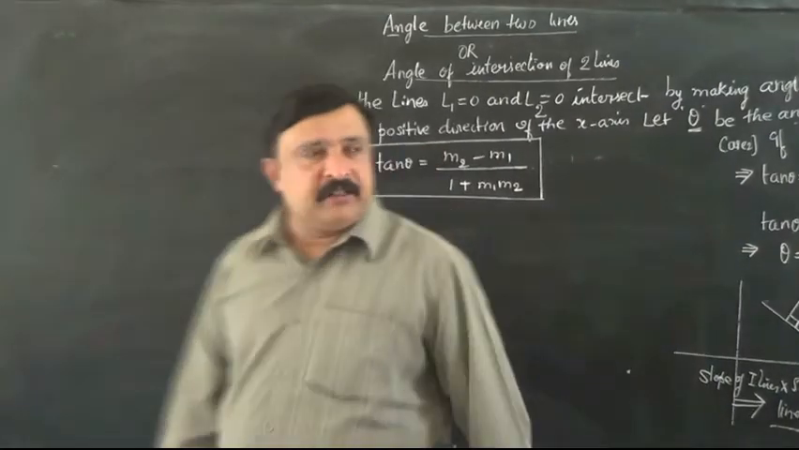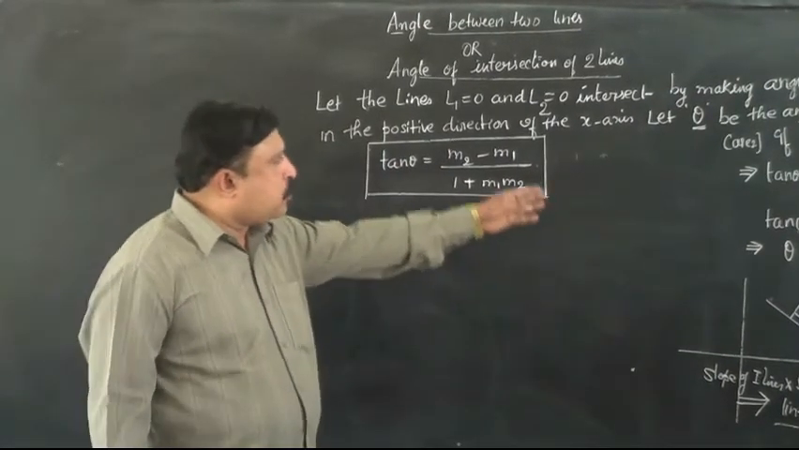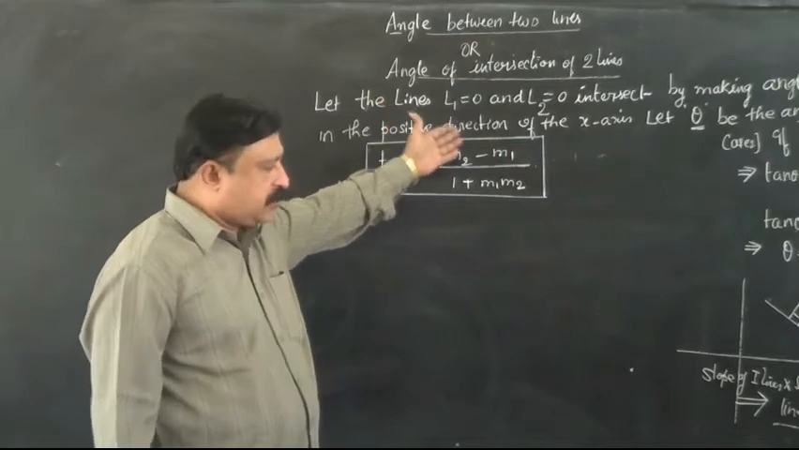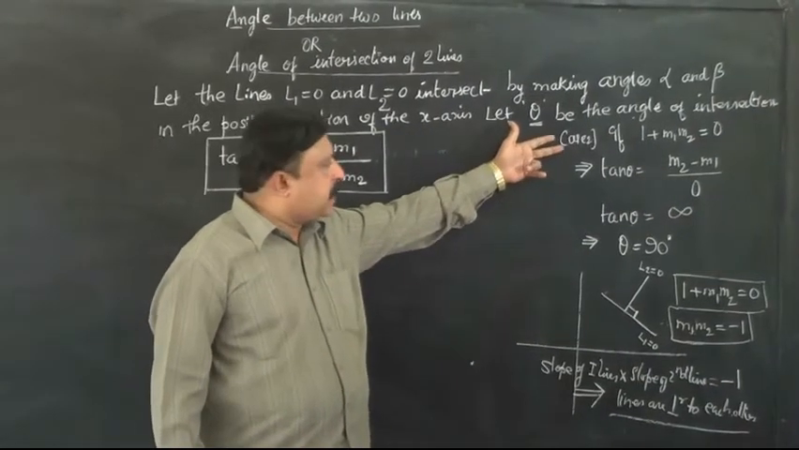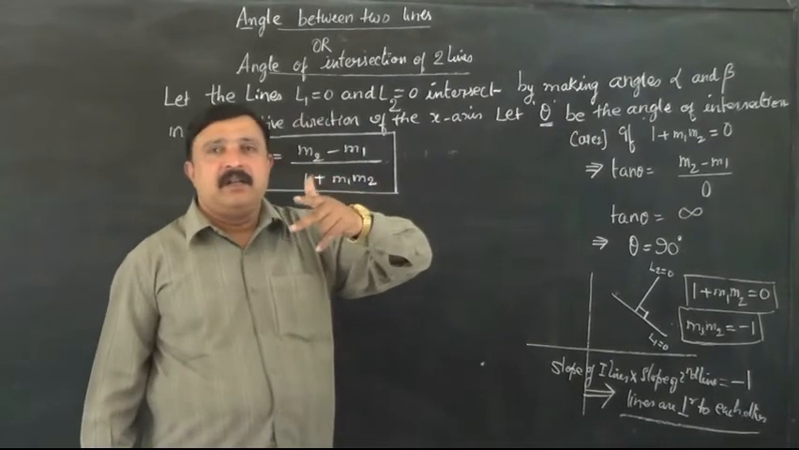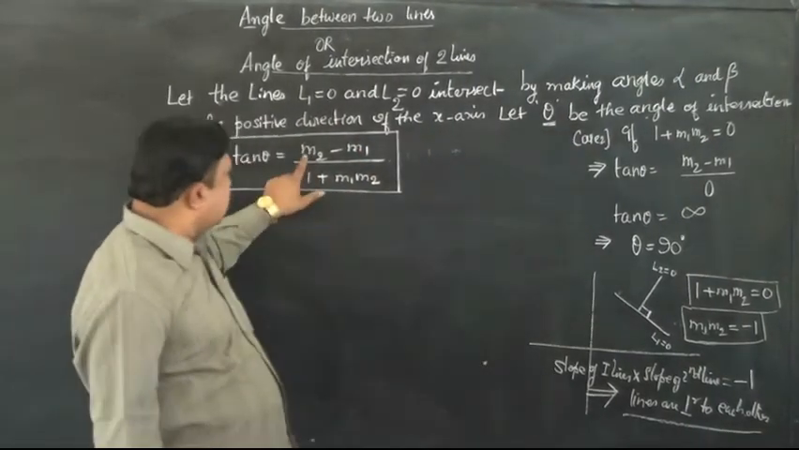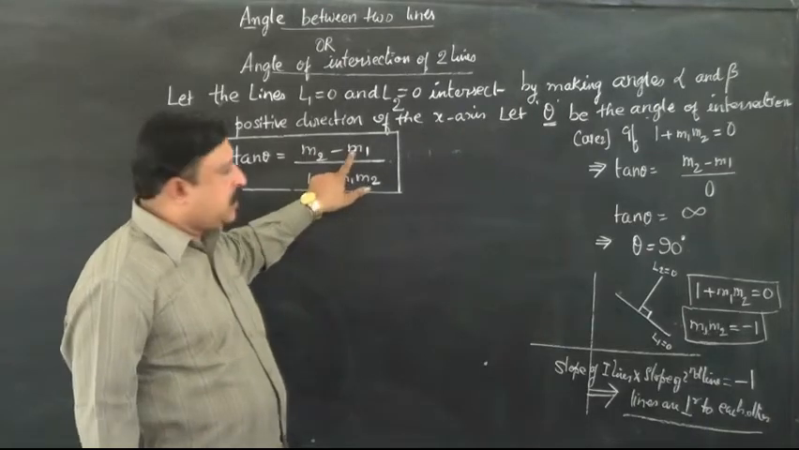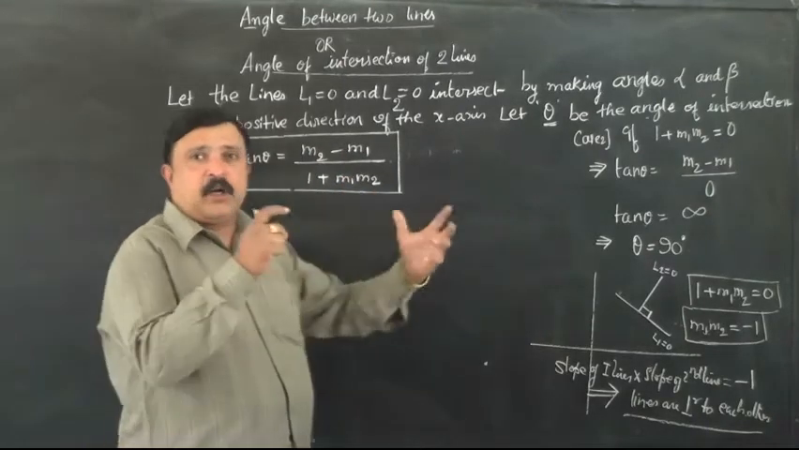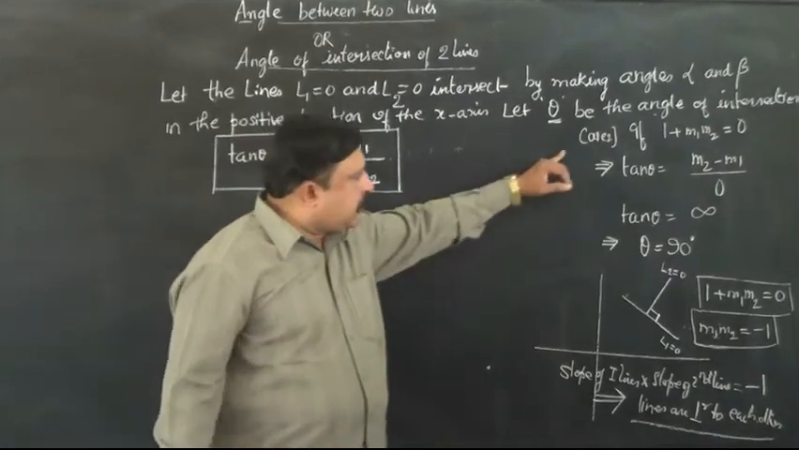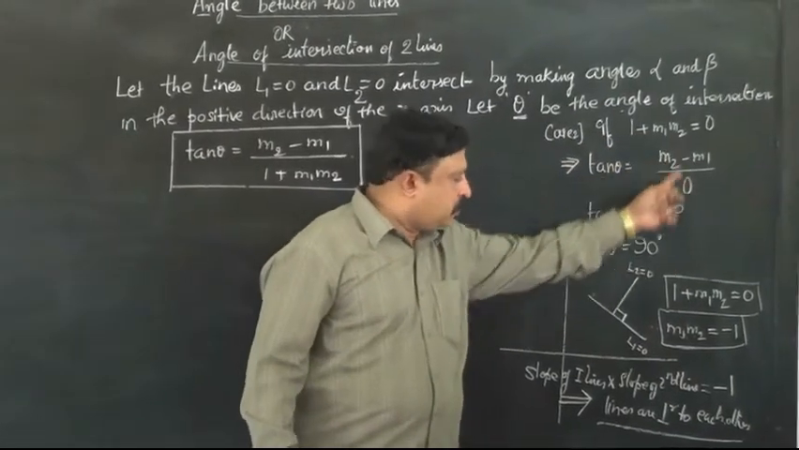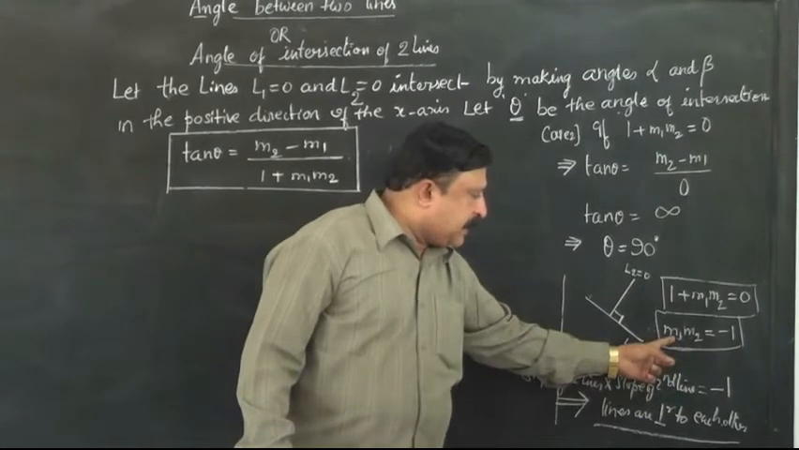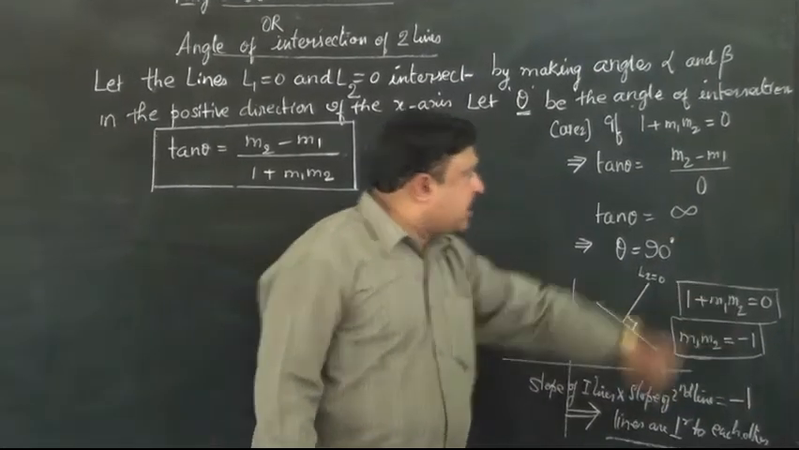See, in the morning session, we discussed the angle between two lines, and we discussed two cases, case number 1 and case number 2. Case number 1 is, if the numerator of this formula, that is m2 minus m1, is 0, then we observe that the lines are parallel to one another. Case number 2, if the denominator is 0, that is 1 plus m1 m2 equals 0, we came to know that m1 m2 is equal to minus 1.